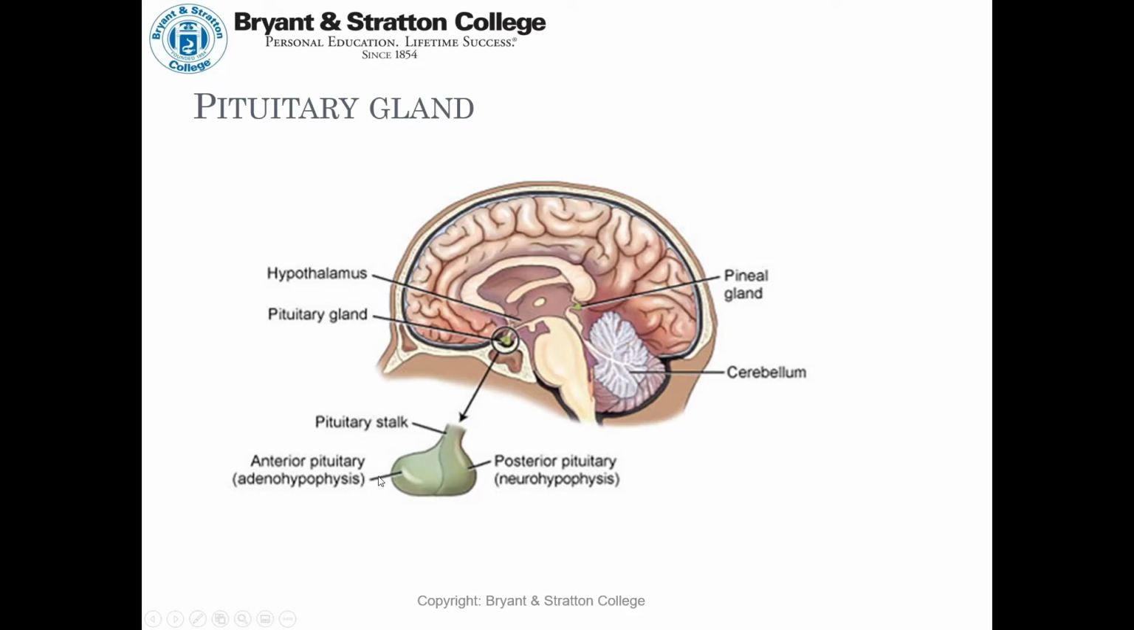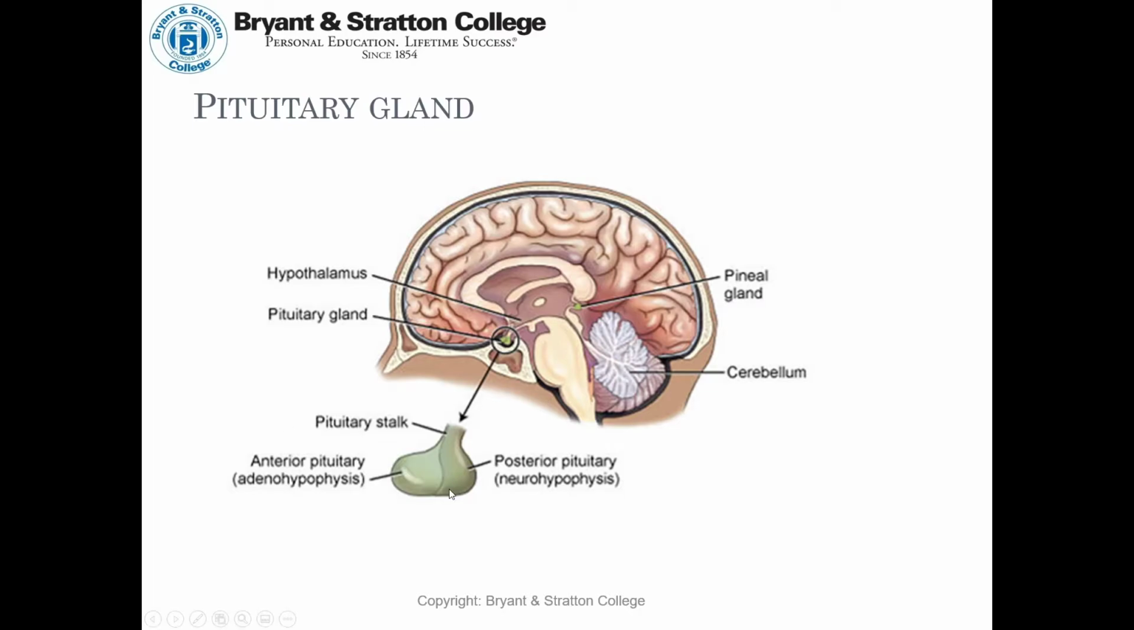The anterior pituitary, also called the adenohypophysis. And when we break down adenohypophysis, remember adeno means gland, right? So that would say that the anterior pituitary is glandular tissue. Hypophysis, we're basically talking about the hypothalamus when we say that. Now, what gets interesting is the posterior pituitary is called the neurohypophysis. The posterior pituitary is actually nervous tissue.